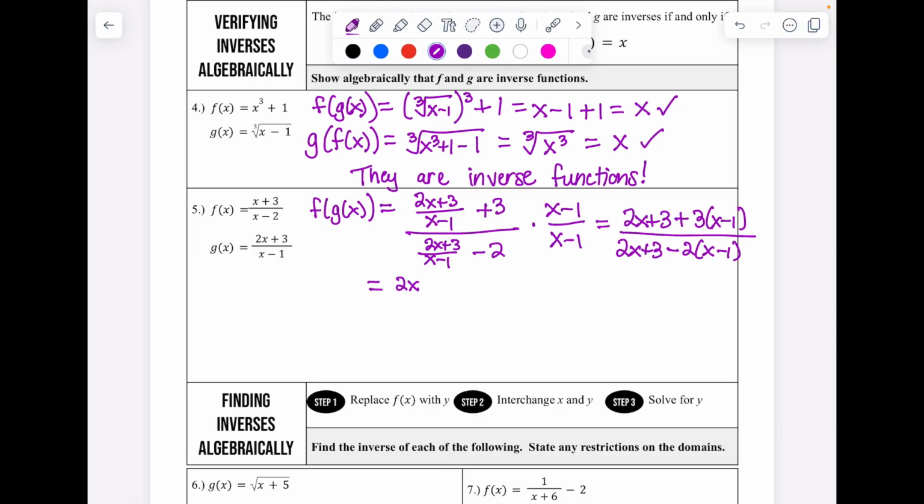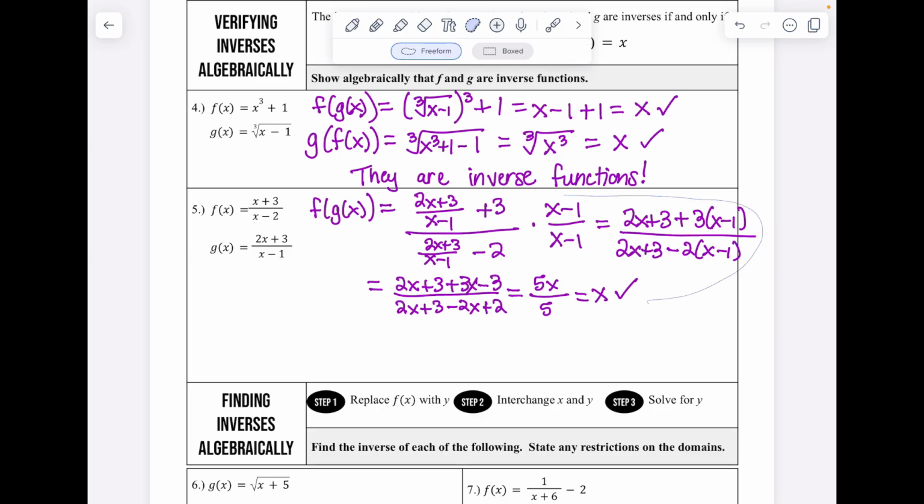by distributing. So we have 2x plus 3 plus 3x minus 3. Sorry, distribute, not minus 1, minus 3. Distributing the negative 2 in the bottom. So you'll still have your 2x plus 3, but now you have minus 2x minus 2, or plus 2. Negative times a negative. And so if we combine like terms, we have 5x, because 3 minus 3 is 0. And then in the bottom, 2x minus 2x is 0. We have 3 plus 2, which is 5. We know 5 divided by 5 is 1. And so we just get x.